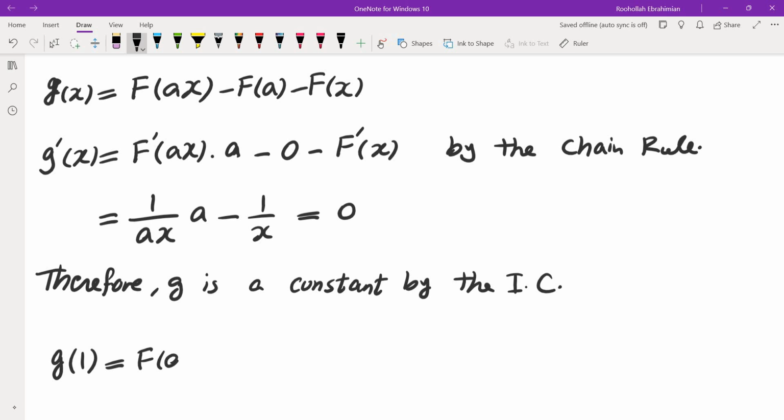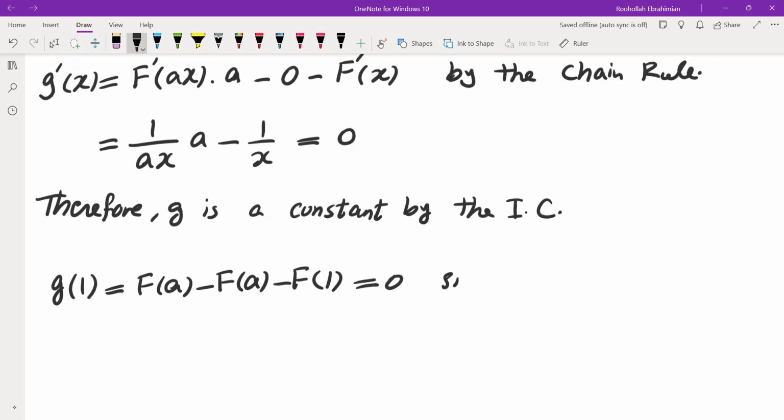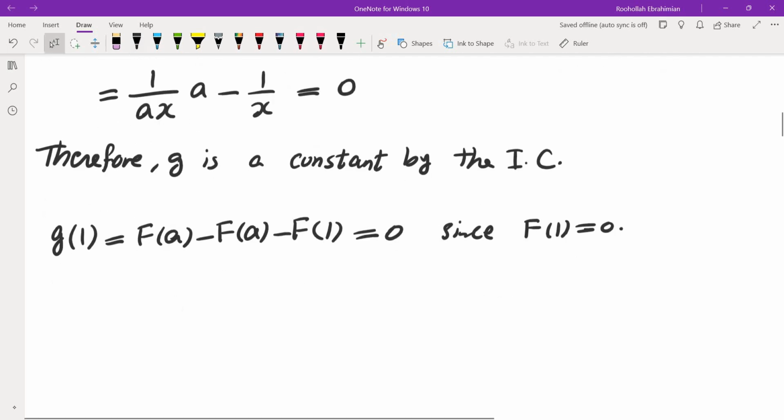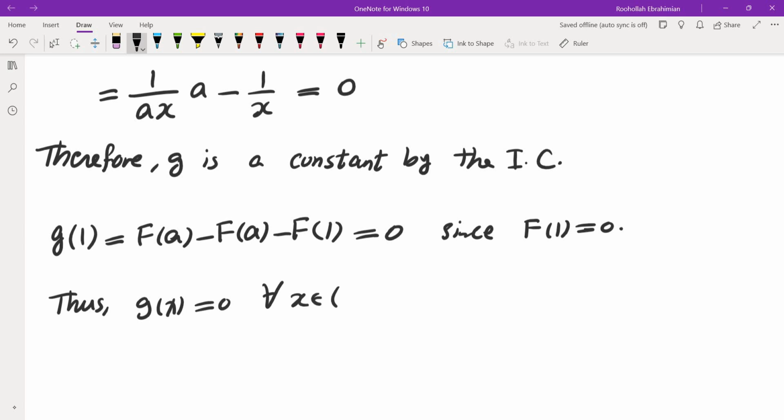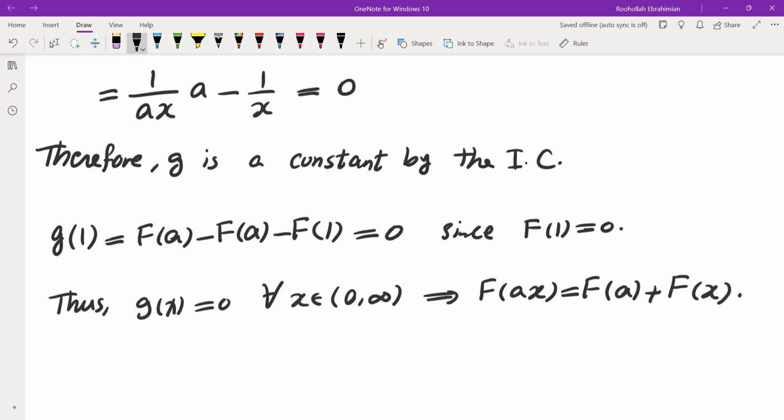So that's F of A minus F of A minus F of 1. And that's clearly 0 since F of 1 is 0. Thus, G of X is 0 for every X inside (0, infinity). And that means F of AX is equal to F of A plus F of X. And that's exactly what I wanted to prove.